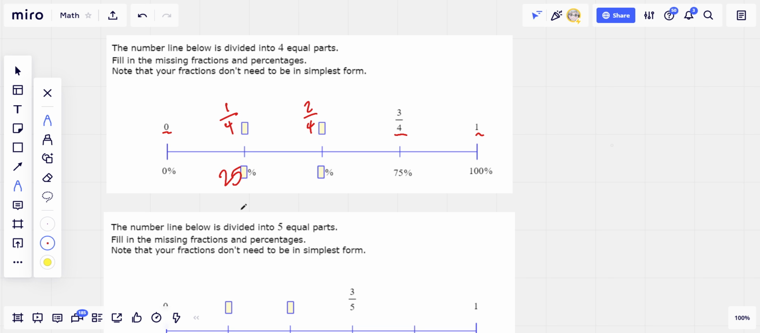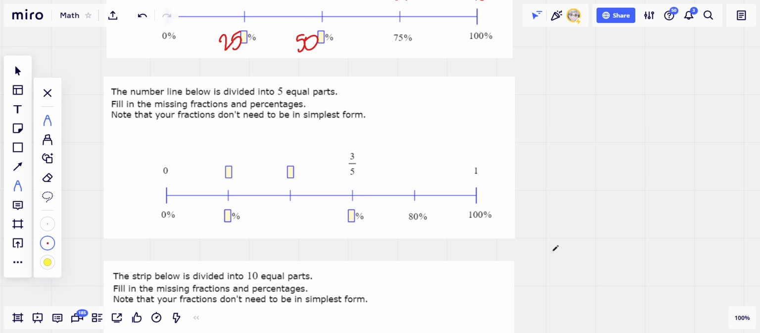Once you know that 1/4 is 25%, well, 2/4 would be double that, so that's 50. 50 cents is 2/4, and 3/4 is 75 cents, or 3/4 is 75%. So those are the fourths. Let's look at the fifths.